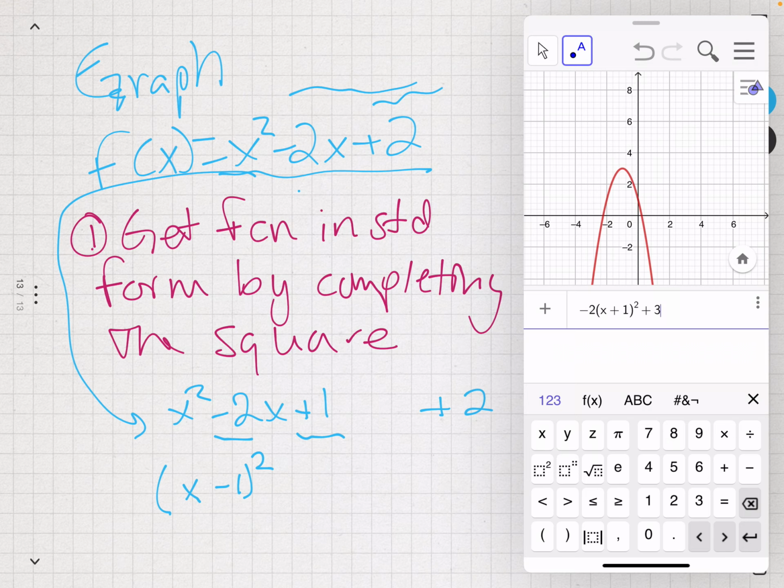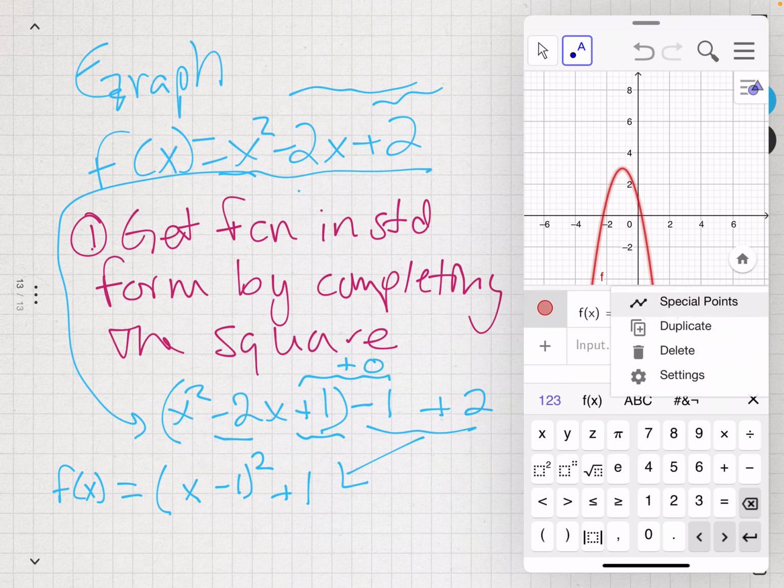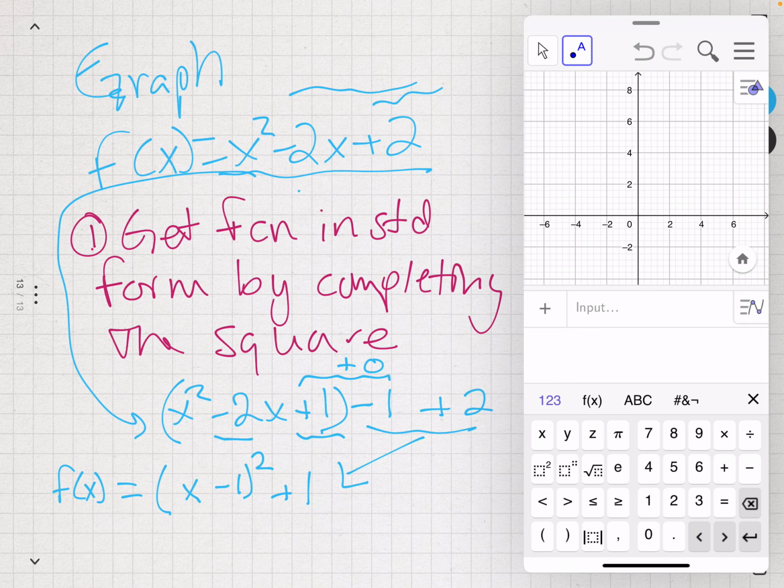But we can't just add 1 to a function. That changes its value. But if we add 1 and subtract 1, that's the same as adding 0. So we're going to factor this piece, but then we need to combine this piece. So negative 1 plus 2 is 1. So I claim that my function here is the same as x minus 1 all squared plus 1. And now let's use GeoGebra to confirm that that is true. So GeoGebra, the nice thing is, we can just graph this as it was given to us.